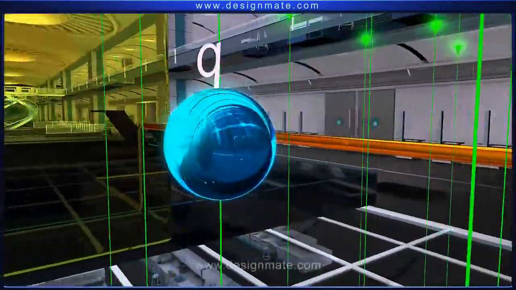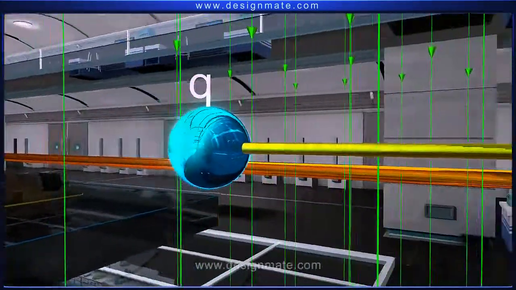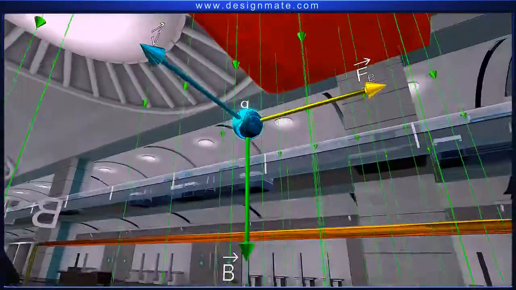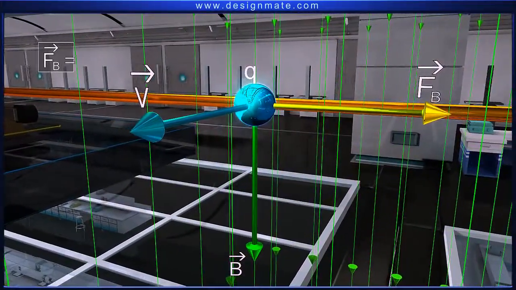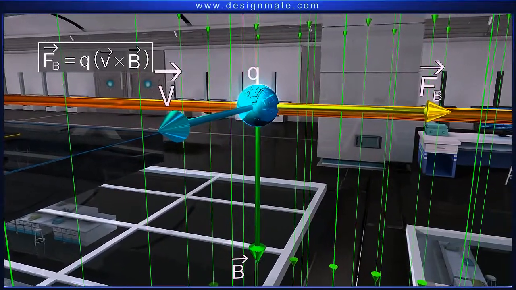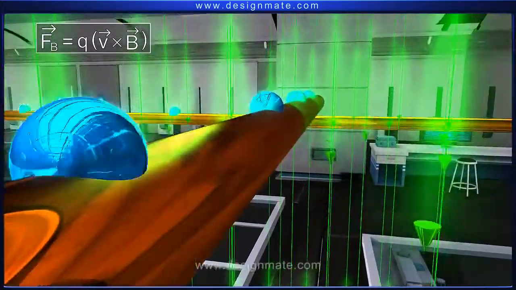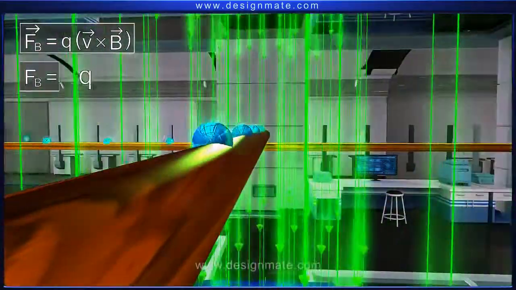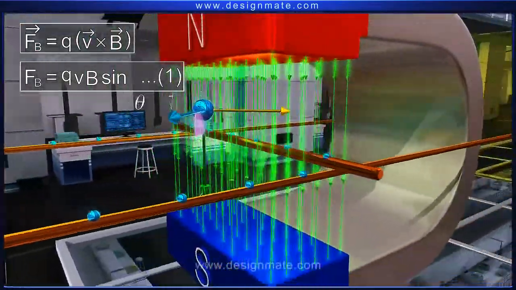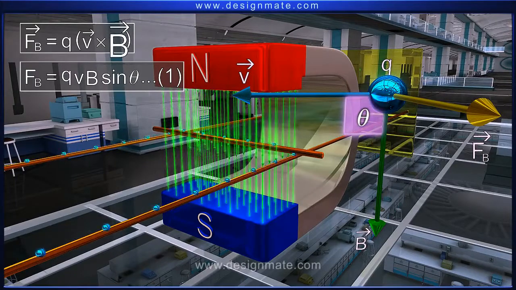We know that the magnetic force vector Fb, which acts on a charge q moving with a velocity vector v in a magnetic field vector b, is given as vector Fb equals q times vector v cross vector b. Using the cross product rule, its magnitude can be written as Fb equals qvb sine theta. Here, theta is the angle between velocity vector v and magnetic field vector b.